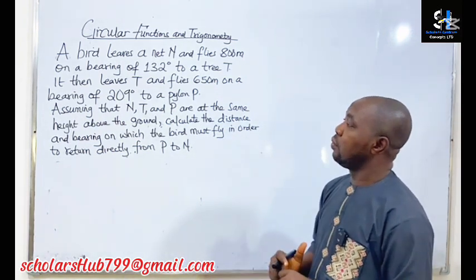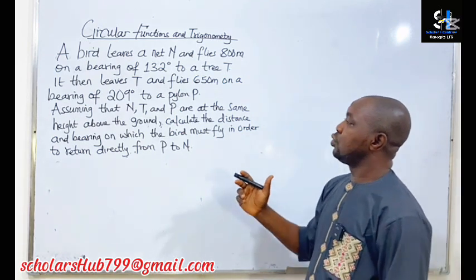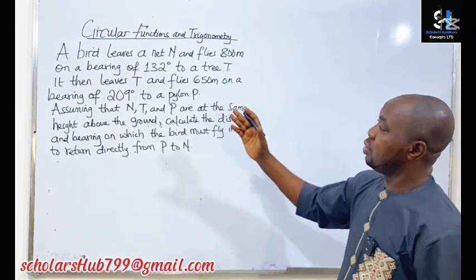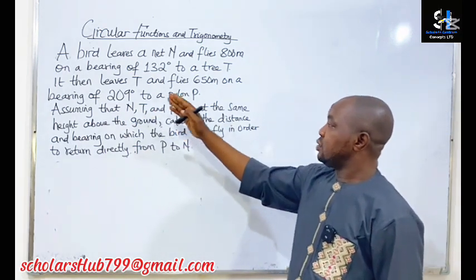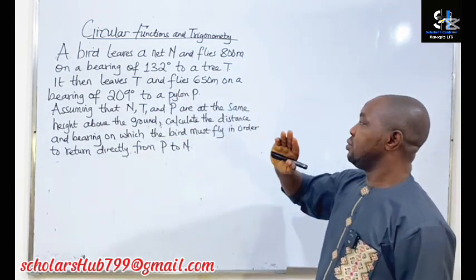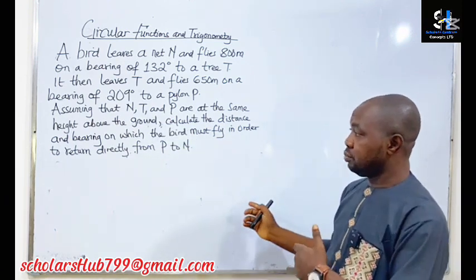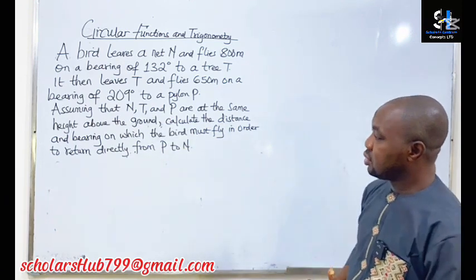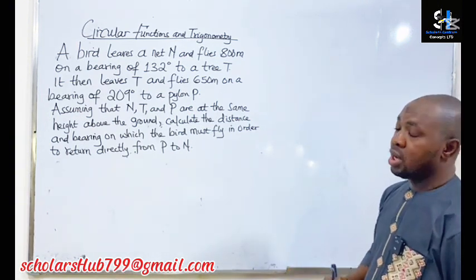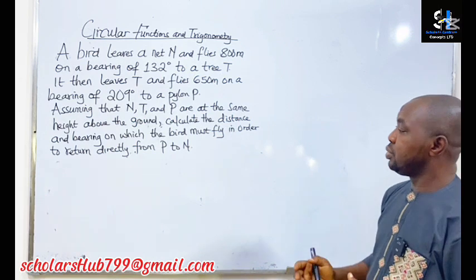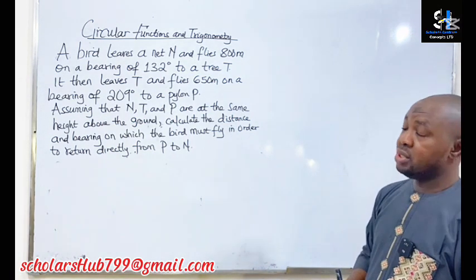This is lesson 4. So we have a bird that leaves a nest N and flies 800 meters on a bearing of 132 degrees to a tree T. It then leaves T and flies 650 meters on a bearing of 209 degrees to a pylon P, assuming that N, T, and P are the same height above the ground. We're asked to calculate the distance and also the bearing on which the bird must fly in order to return directly from P to N.